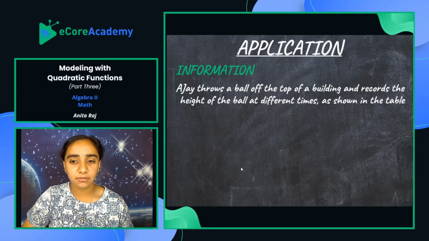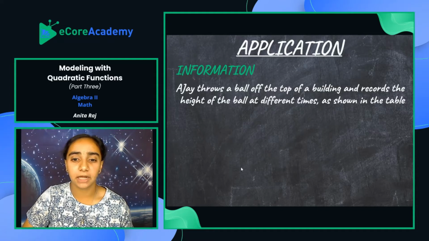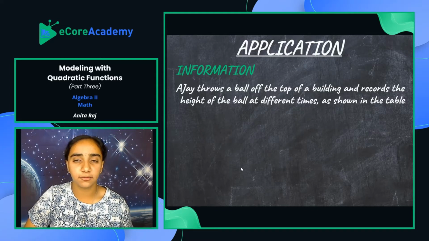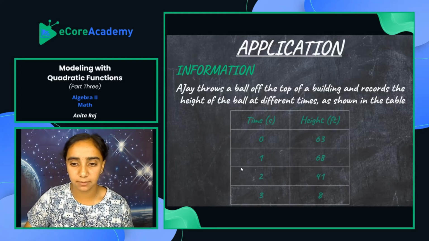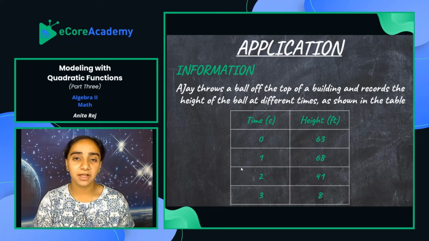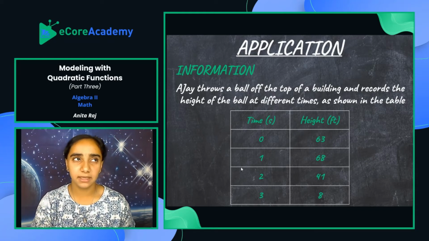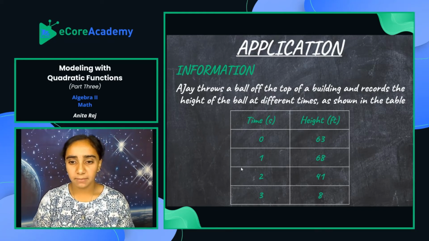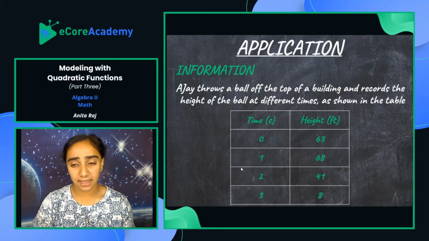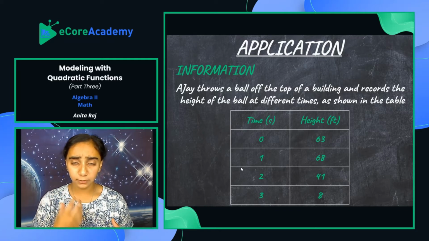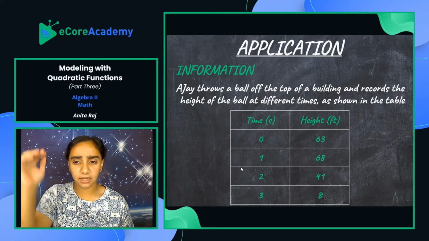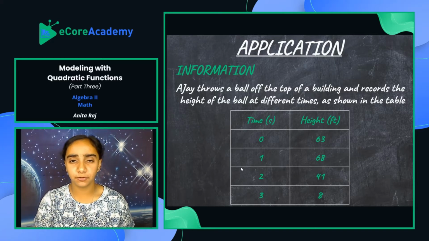So AJ throws a ball off the top of a building and records the height of the ball at different times, as shown in the table. So what is happening? AJ climbed to the top of a random building. Maybe he's in the city, maybe he's not. But he goes to the top of this building, and in his hand, he has a ball. When he's at the top of the building, he reaches the very top. The roof of the building.